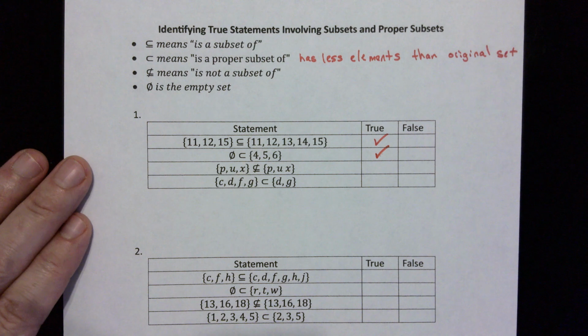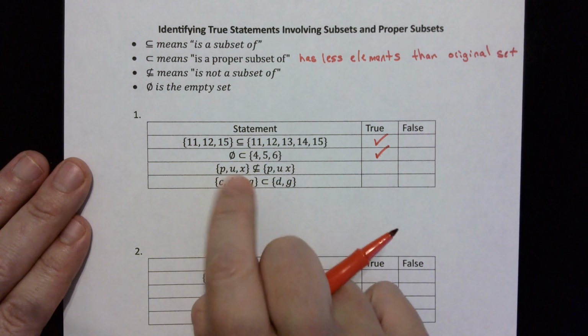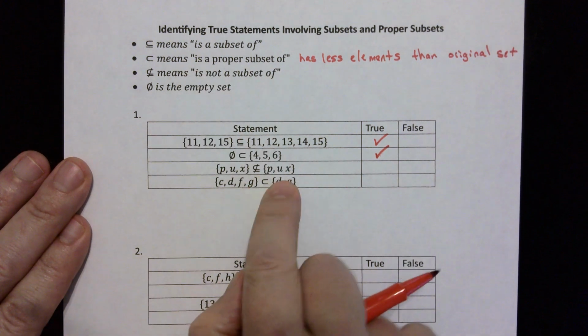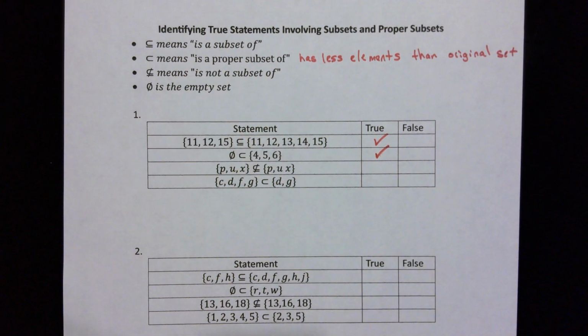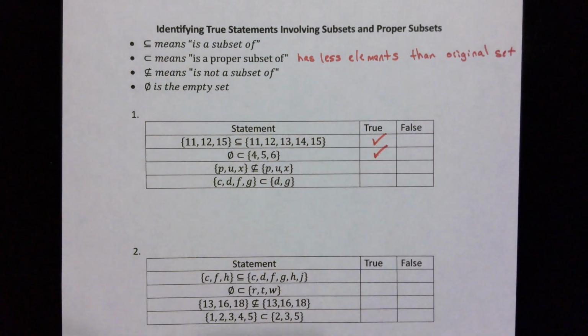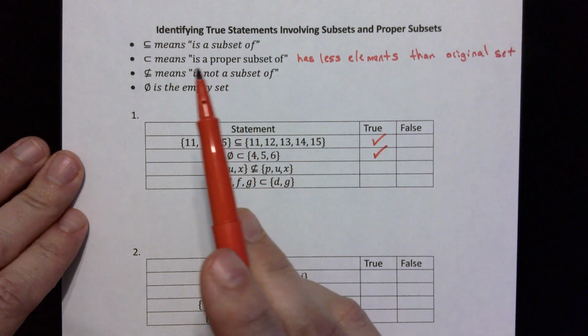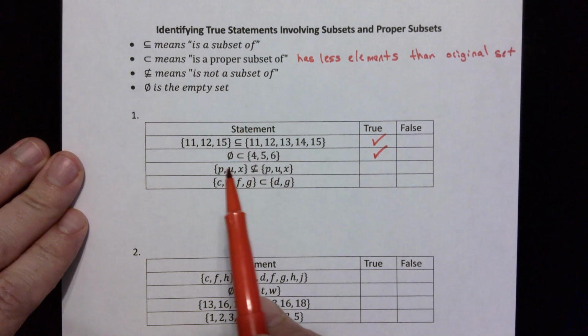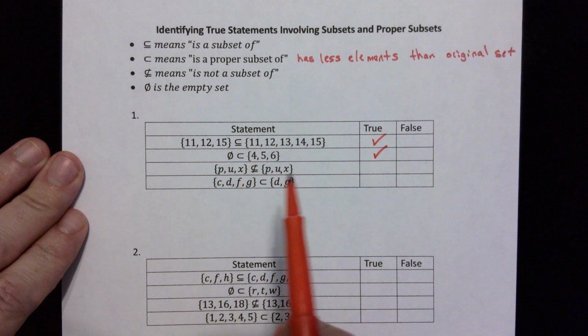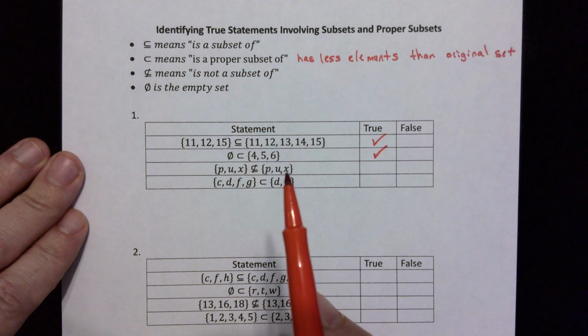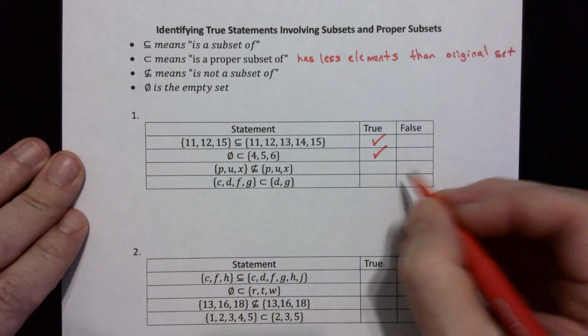This one is asking whether P, U, X is not a subset of P, U, X. There should have been a comma there. That is not true. P, U, X is a subset of itself. It's just not a proper subset. It is a subset because it contains all the elements that are in the other set. So this one is false.